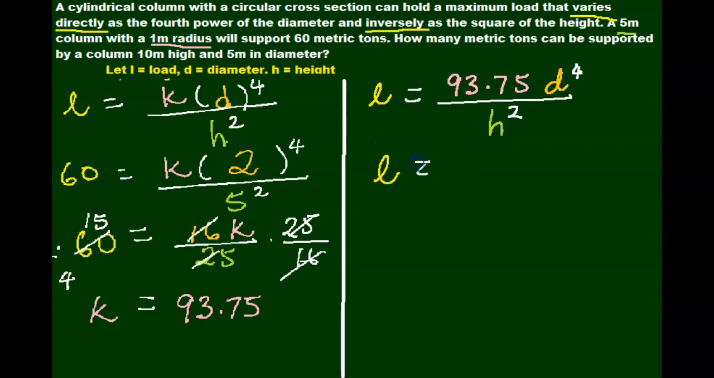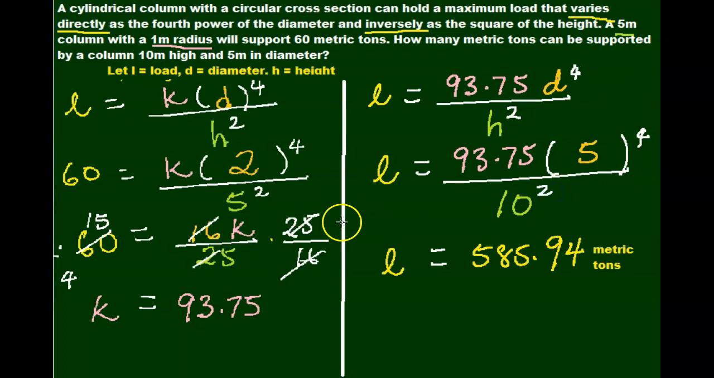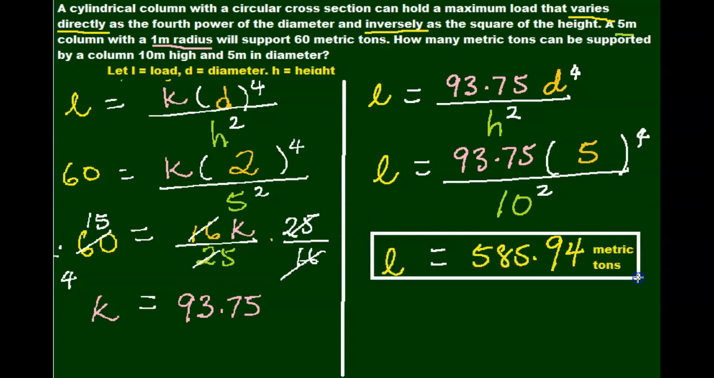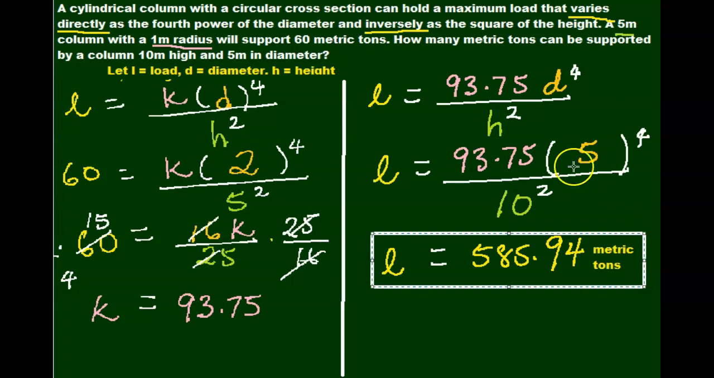So we're going to say L equals 93.75 times our new D, which is 5, to the 4th, over H, which is 10 squared. And when we simplify that, we get our load is 585.94 metric tons, rounded to 2 decimal places. Even though they didn't tell us how many decimal places to round to, we're going to do it to 2 decimal places.